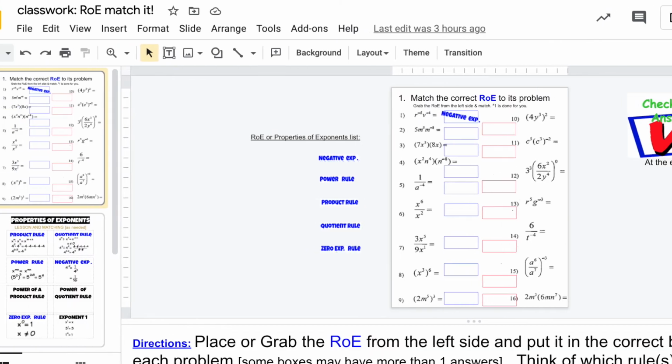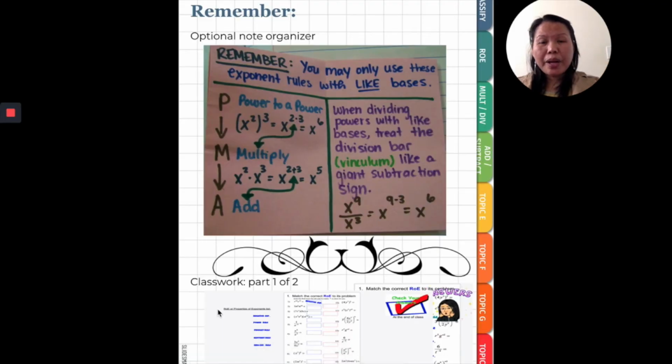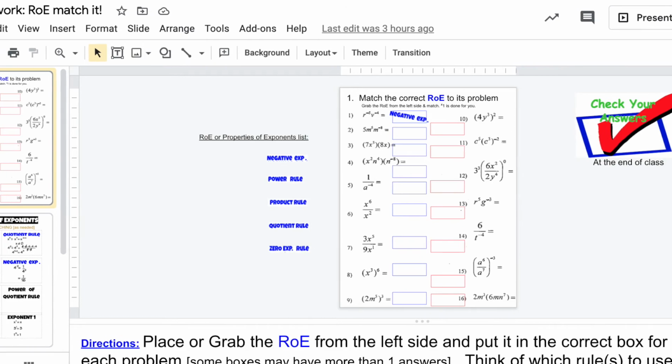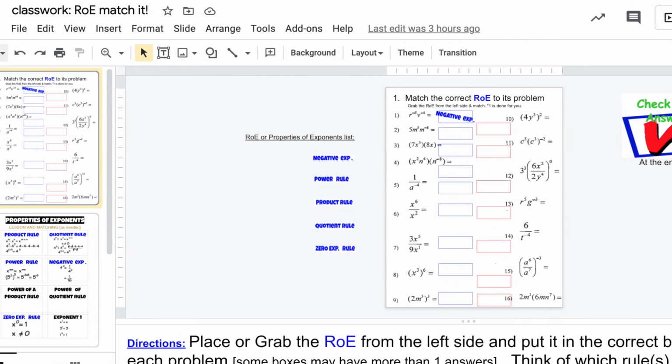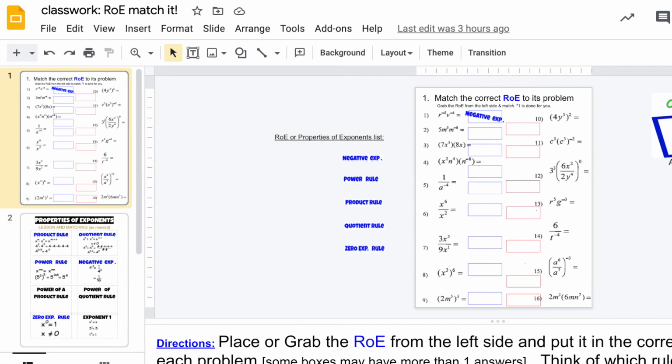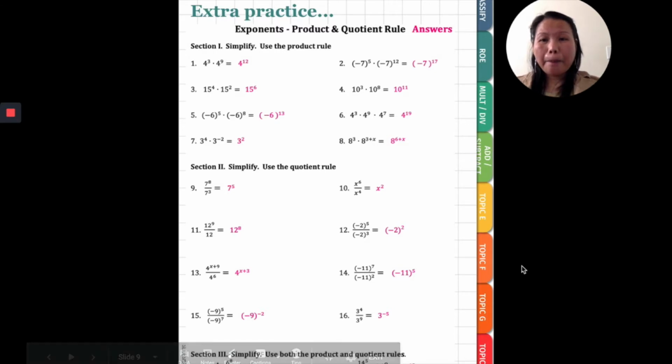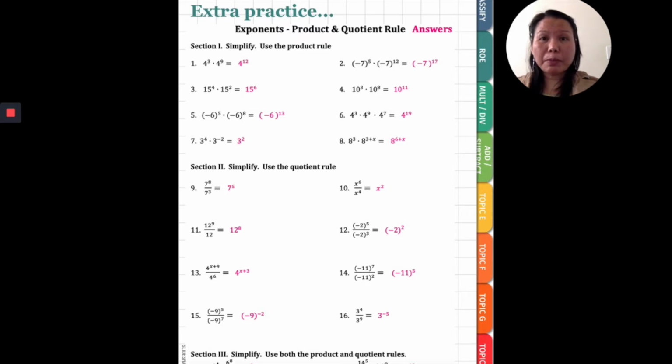If you look on the bottom part of this page right here, we have a fun matching activity on Google Slides. You can go ahead and complete that during the classwork. And don't forget to check your answers and make sure that we're on the right track. Here is the answer check for the first one that we asked you to practice when we started with the exponents, product, and quotient rule only.